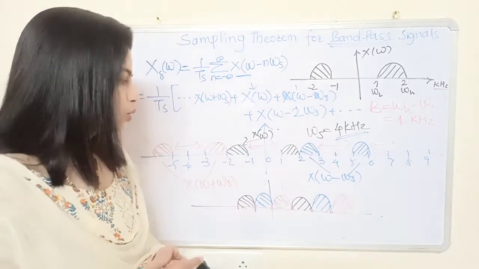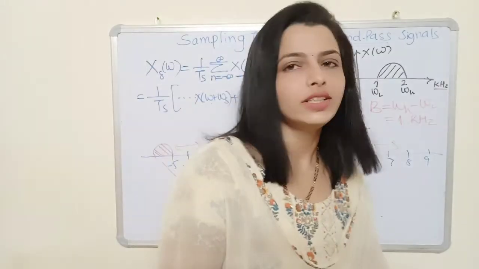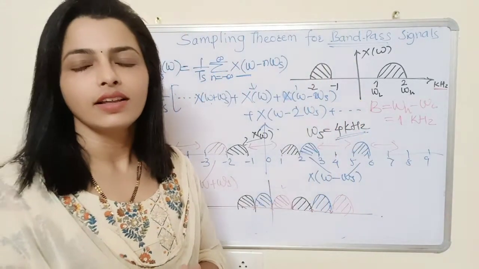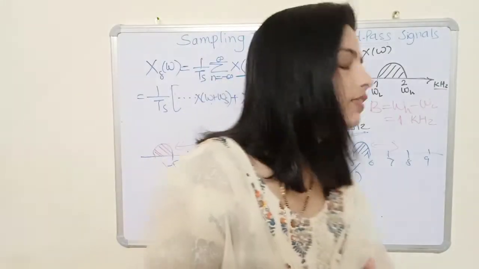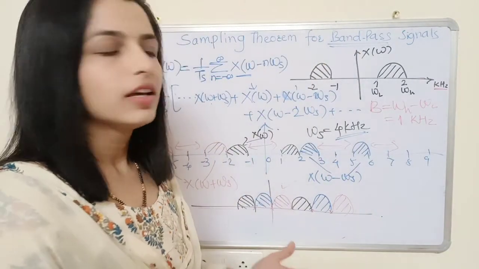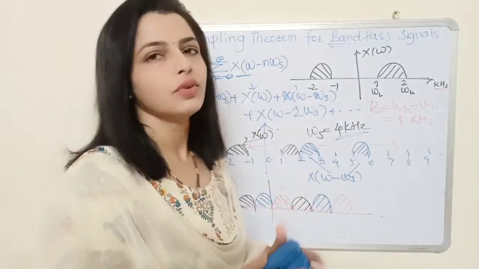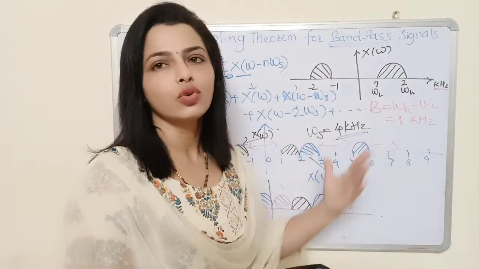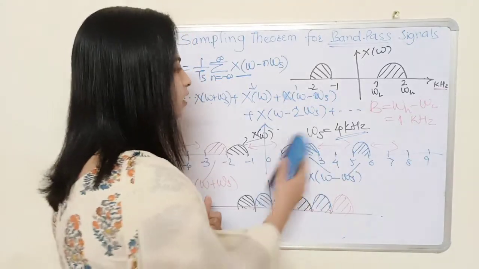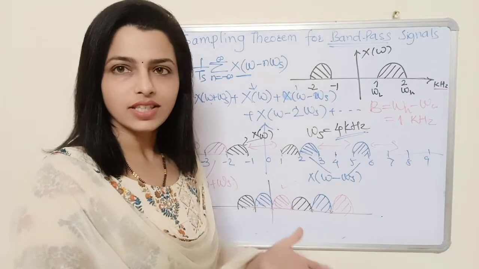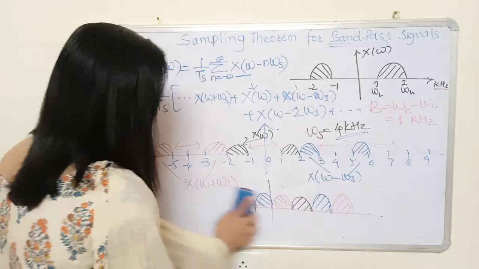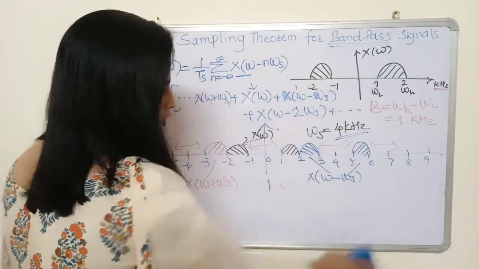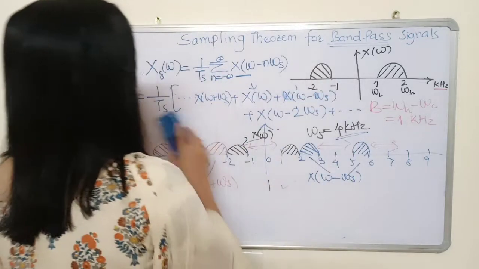Okay. So there are two conditions which we need to check for a bandpass signal. We'll check those conditions first, and then we'll see with how much frequency we can sample the signal which is lower than this 4 kilohertz, meaning twice the higher frequency contained in the signal. Okay, so let us check. For the two conditions, I'll write here.